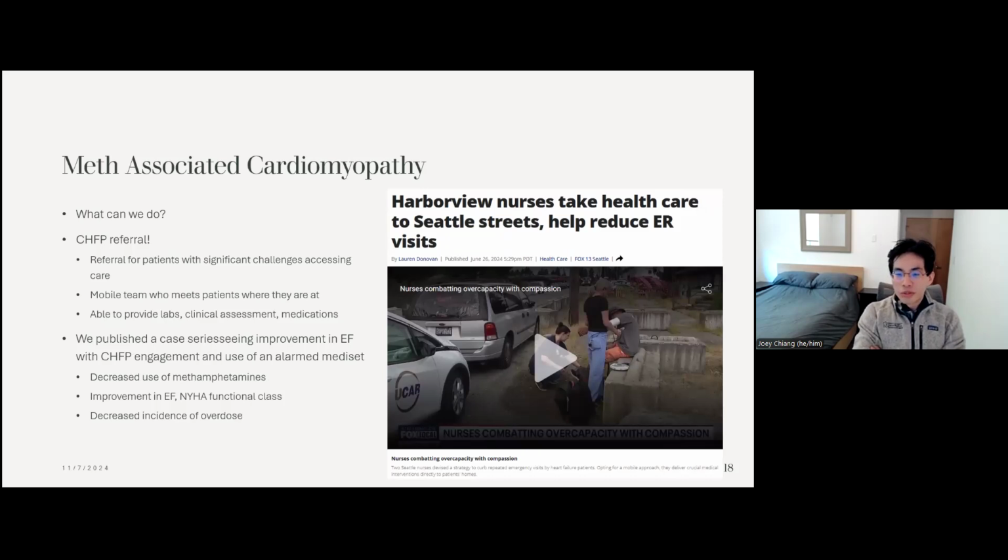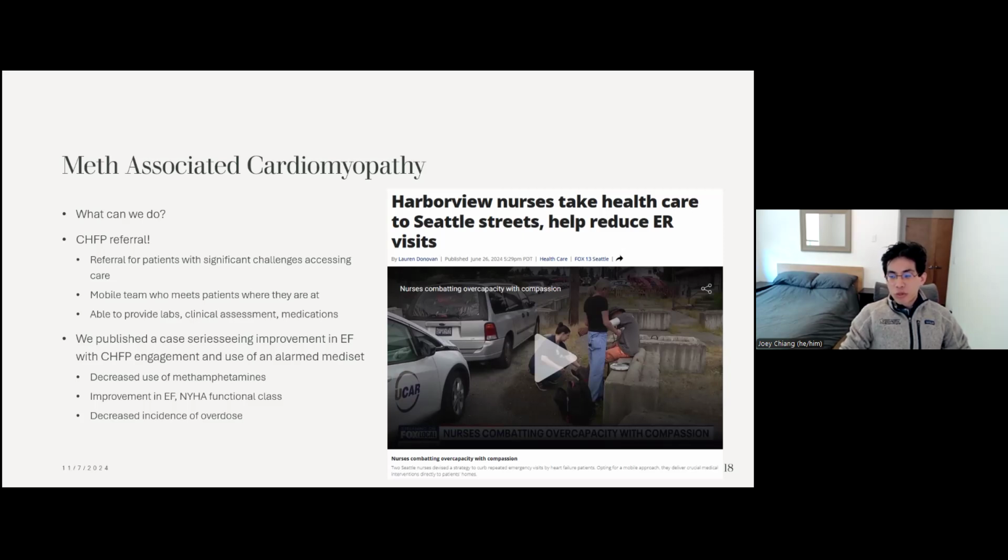So the Community Heart Failure Program, or CHFP, is one of the things that I think is the most useful. It's a referral that's indicated for patients with significant challenges accessing care. Our mobile team meets patients where they're at. This is pulled from Fox News as well. And they're able to provide labs, clinical assessment, medications. I think I remember that they might have an ultrasound that's portable as well, or it's just a pretty robust service, and we're able to complete most of the outpatient care that people need just on the street or at their homes, other things like that.